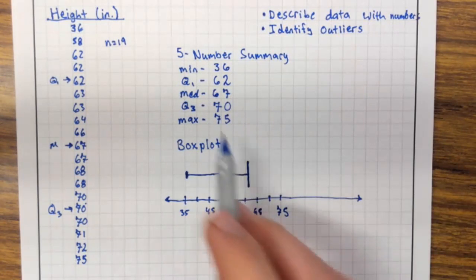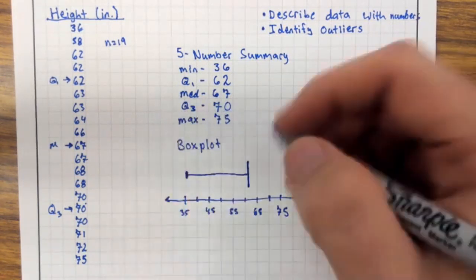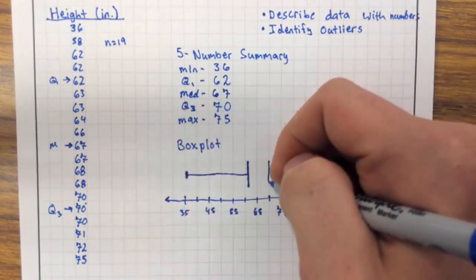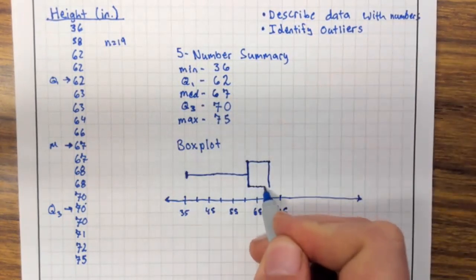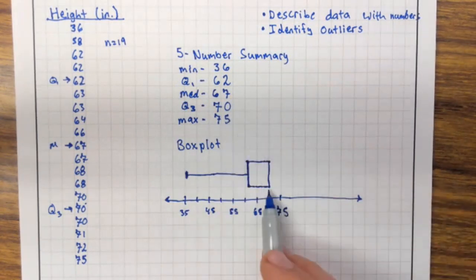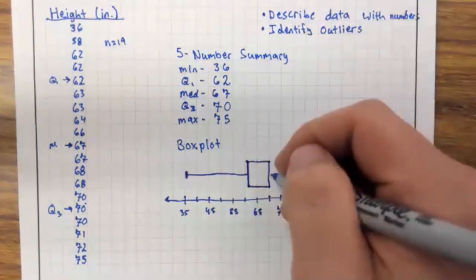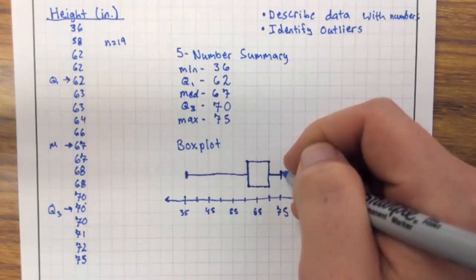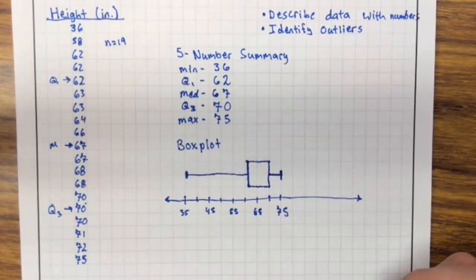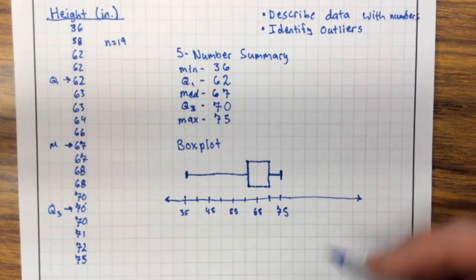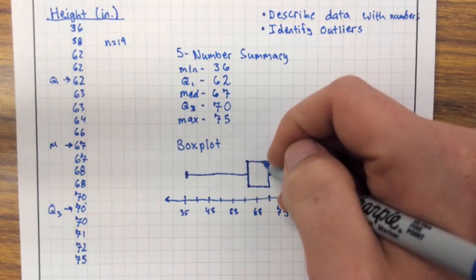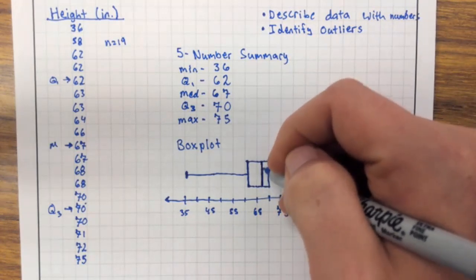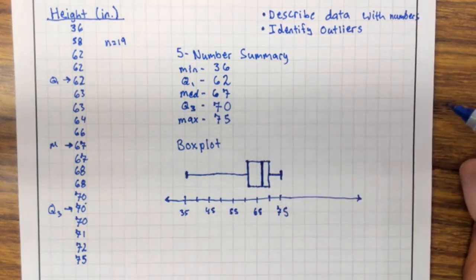The box is going to end at the third quartile. So my box goes all the way up to 70. Okay, cool. And then my last whisker goes from the third quartile to the maximum value. So I'll just do this. And one last thing is the median goes inside of your box. So the median of 67 looks like it would go right around here. That's a pretty weird looking box and whisker plot because there is an outlier.